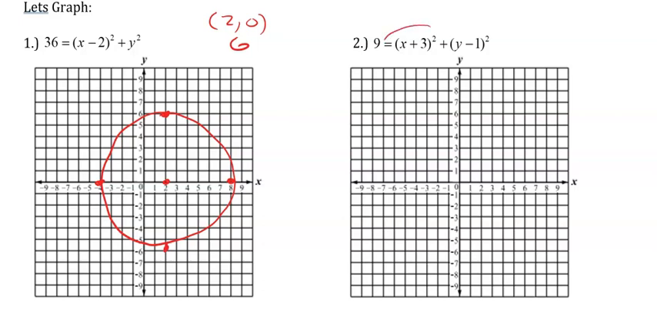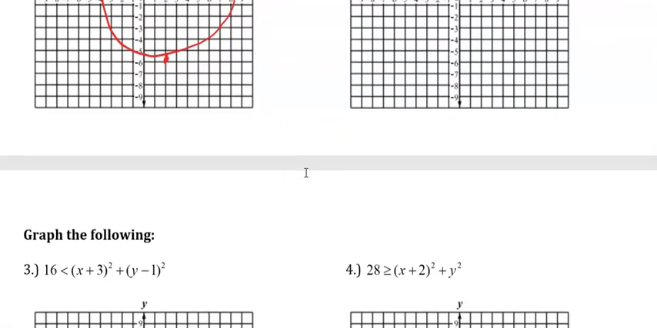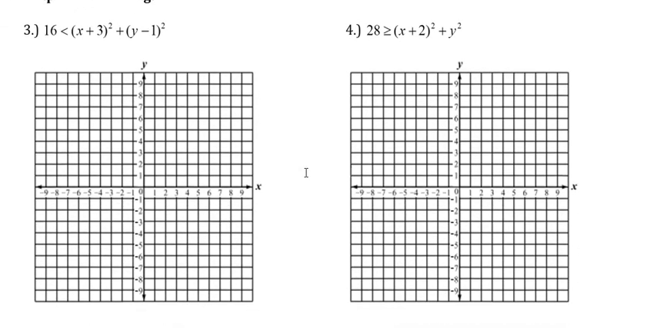Any questions about what the center would have been on this or what the radius would have been? -3, 1, and a radius of 3. Up 3, down 3, left 3, right 3. Okay, the reason why we could skip that is because we're doing something that's very, very similar to that. But now, what are you noticing on problem number 3 that's different than what we just did?